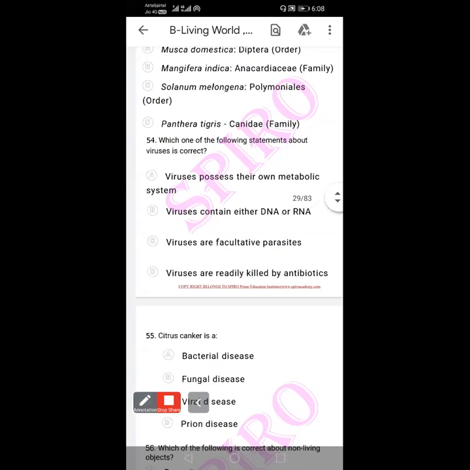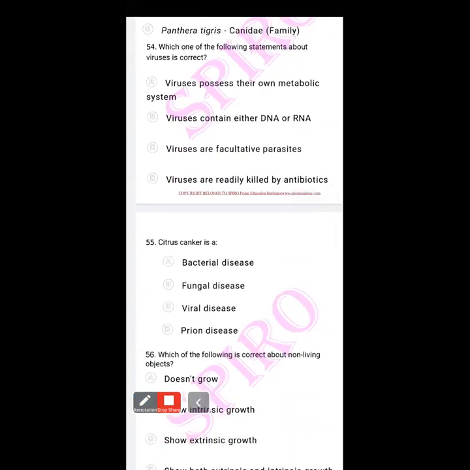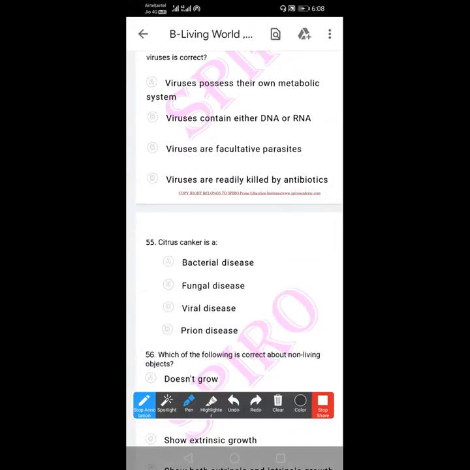So the next question, question number 54, which of the following statements about viruses is correct? Viruses possess their own metabolic system. No. Viruses contain either DNA or RNA. Viruses are obligate parasites. Viruses are readily killed by antibiotics. No, you cannot kill virus by antibiotic. So viruses contain either DNA or RNA. That is the correct statement. So it contains the nucleic acid. It should be only a DNA or only a RNA, but both are never present together.